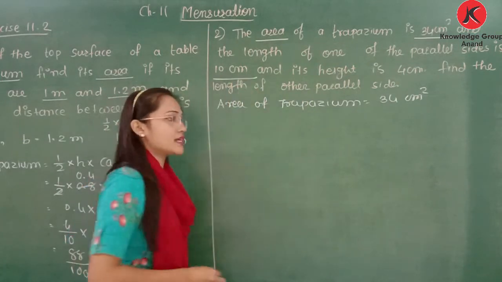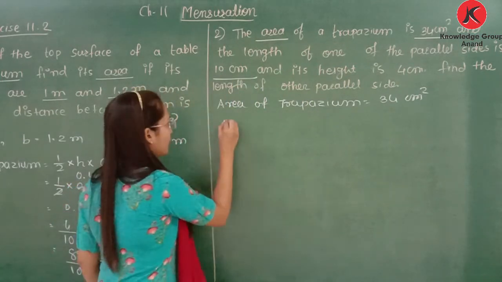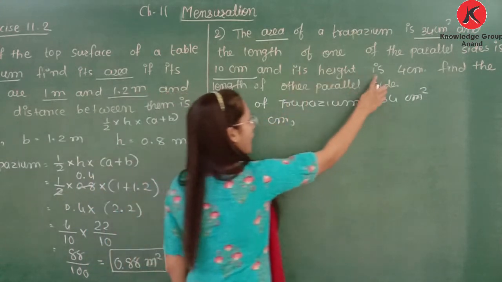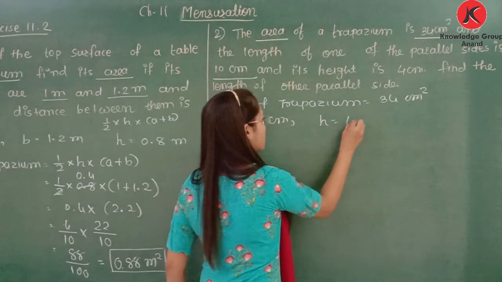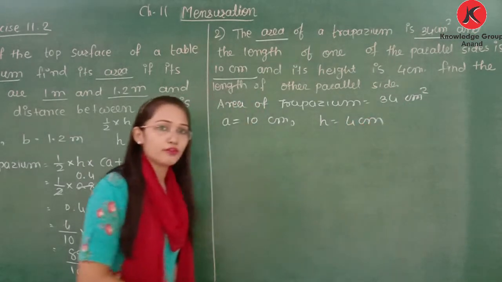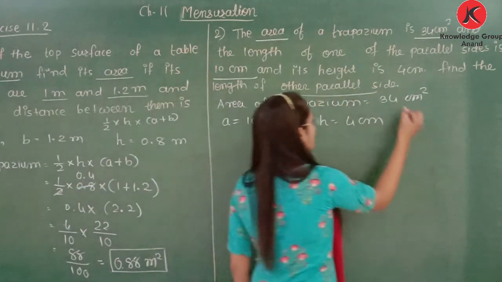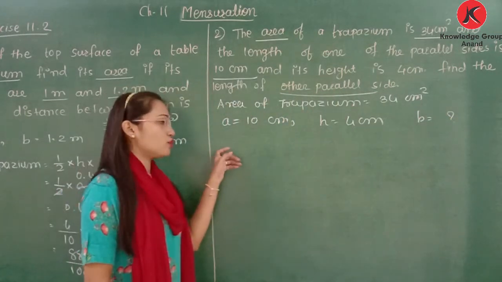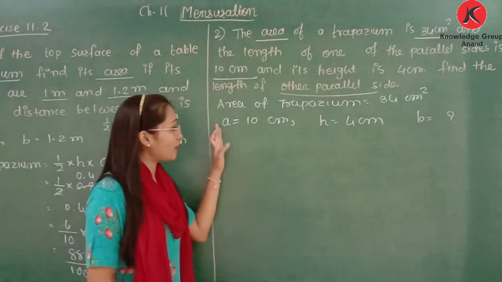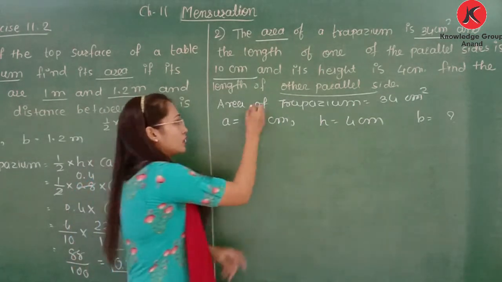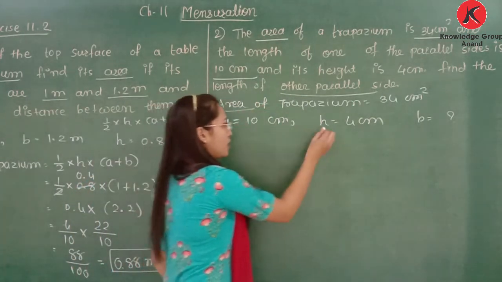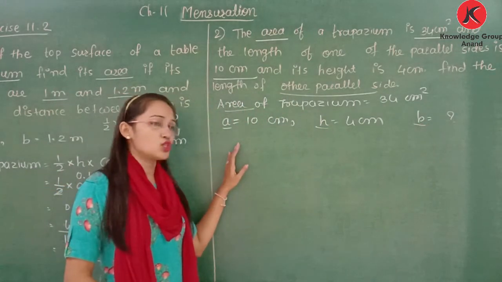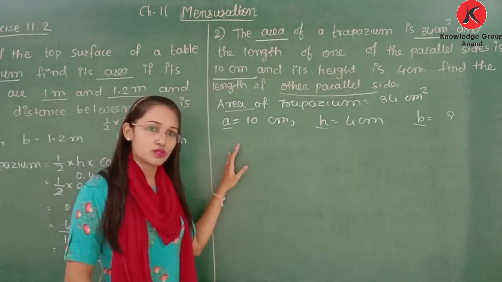So what are the parallel sides? They are a and b. So a is given 10 cm. Its height is given 4 cm. So height is given 4 cm. And what we need to find? The other parallel side. It means we need to find b. So again, in the equation we have three variables. How many variables? Area of a trapezium, a, h and b. If in the equation any one variable is not given, then we can find that variable using that equation.